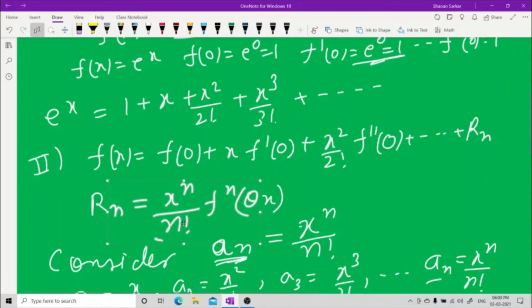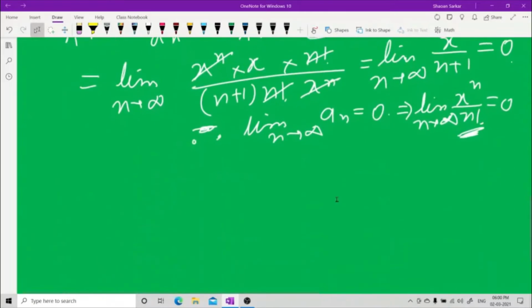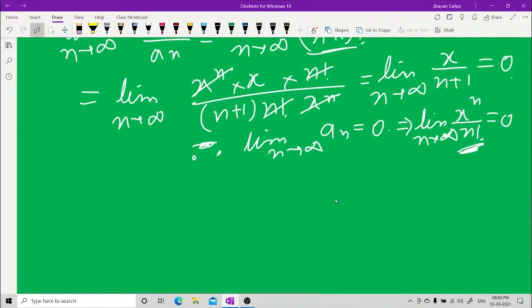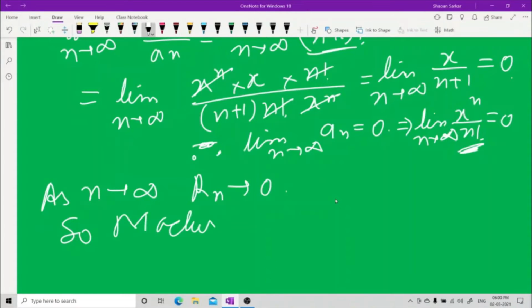This quantity becomes 0 as n tends to infinity, and because this is 0, Rn will also become 0 as n tends to infinity. Therefore, see, as n tends to infinity, Rn tends to 0. So the Maclaurin's theorem now goes for an infinite, Maclaurin's infinite expression.